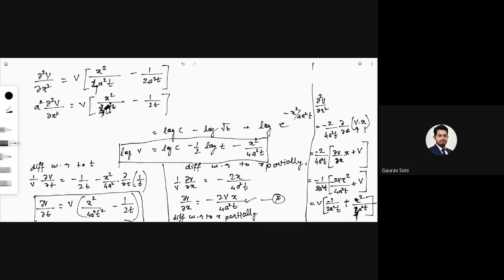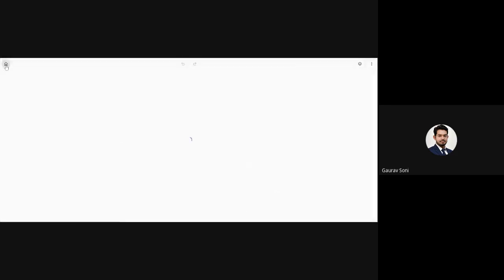So from the first and second equation, from 1 and 2, we have the partial derivative of v with respect to t is equal to a square times the second derivative of v with respect to x square. Fine. Go to the next example.